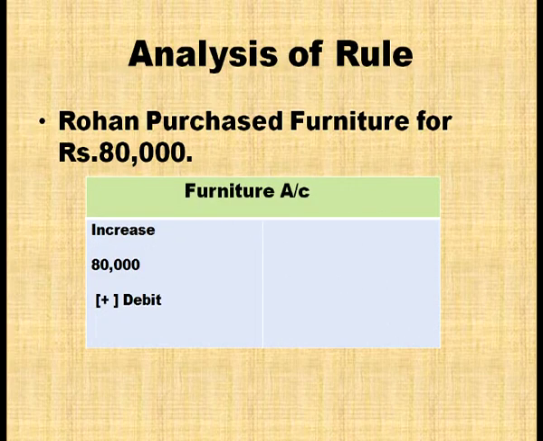Cash is going from the business, so there is a decrease in the asset. Rule for asset account, when it is decreased, it is credited. So cash account is credited and furniture account is debited. Rule for asset account, when it is increased, it is debited. So furniture account is debited with the amount that is given in the transaction. So, furniture account debited and cash account is credited.